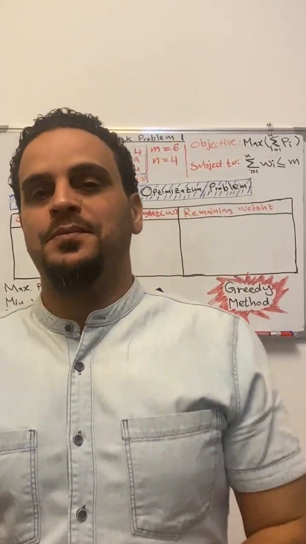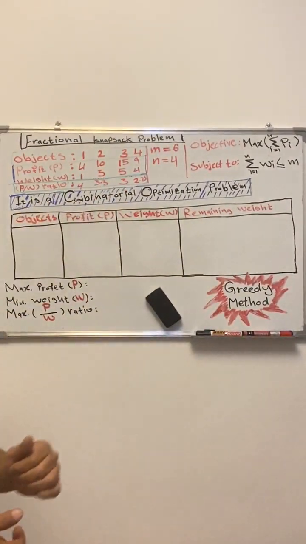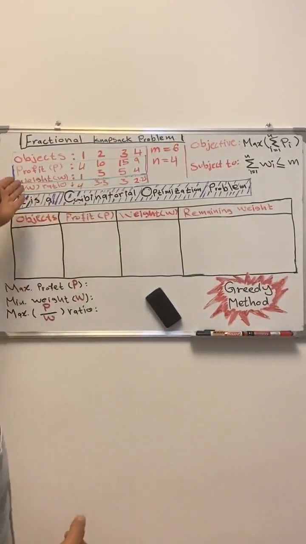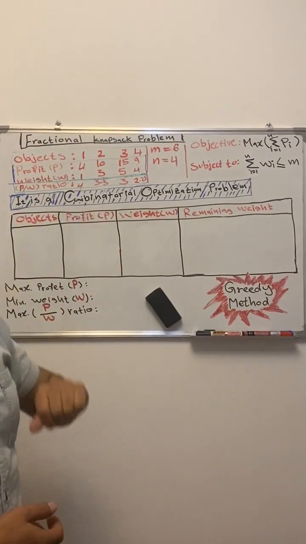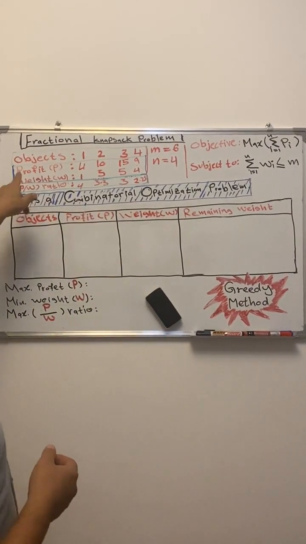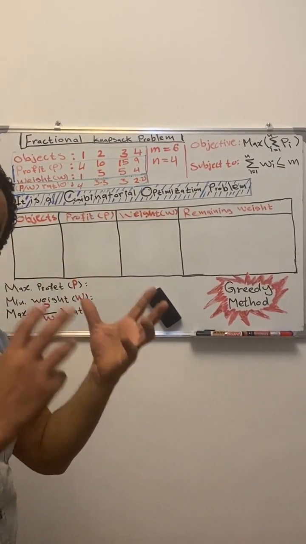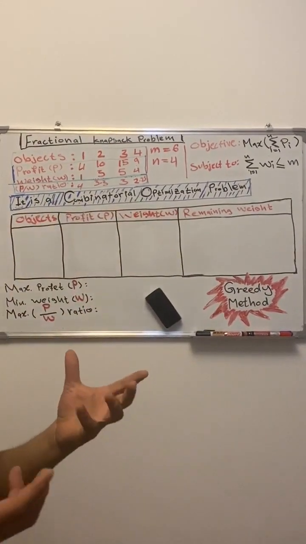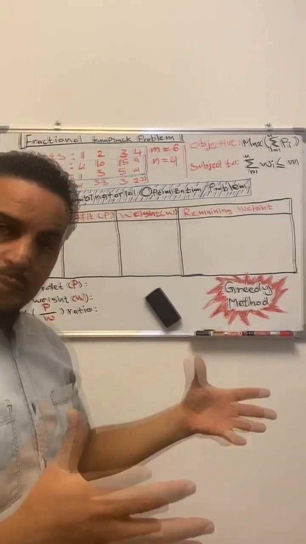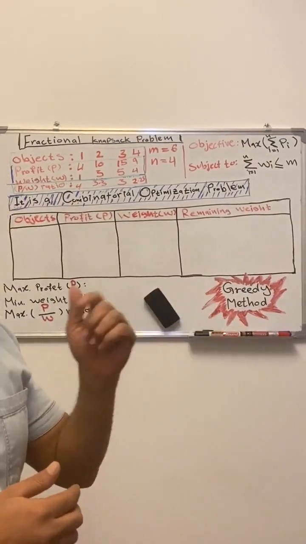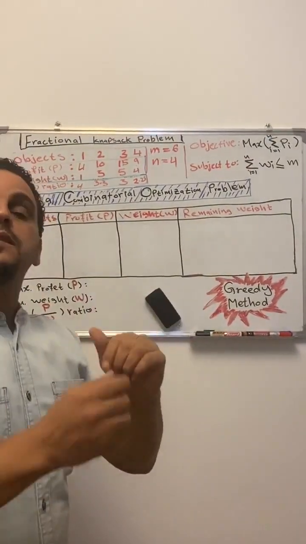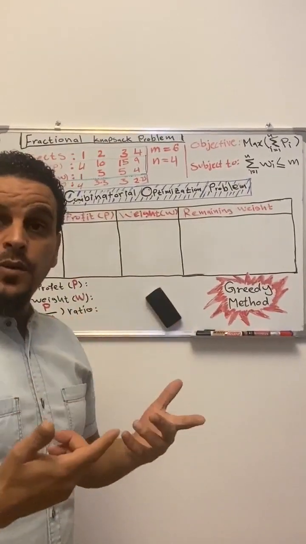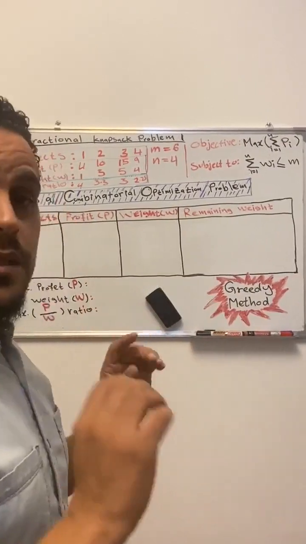The knapsack problem. The knapsack problem is a problem in combinatorial optimization. Given a set of objects or items, each associated with a profit or a value and a weight, determine the number of items to include in a collection so that the total weight is less than or equal to a given limit and the total value is as large as possible. This is in simple words.